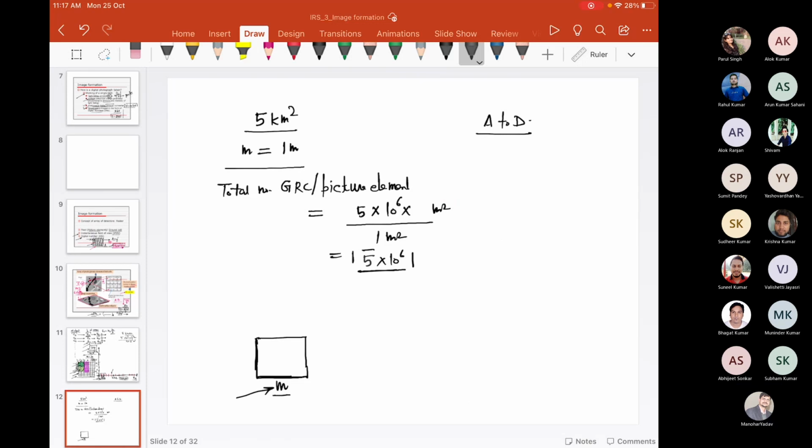Okay. So for each individual cell, a unique energy is sensed by the sensing system. Fine. So we can say that we can use E_i, where i is the index and i ranges from 1 to 5 into 10 to the power 6. Fine. So corresponding to each picture element, there is a unique energy.